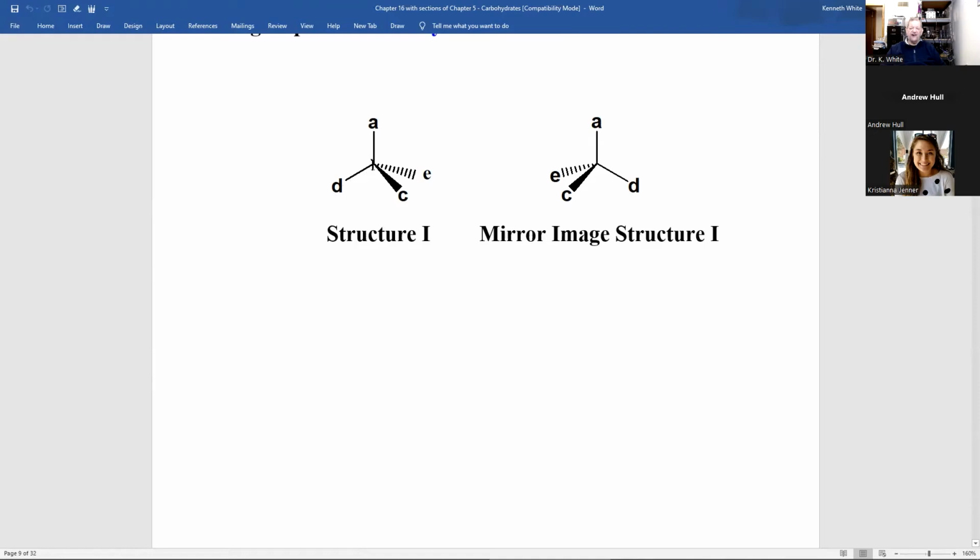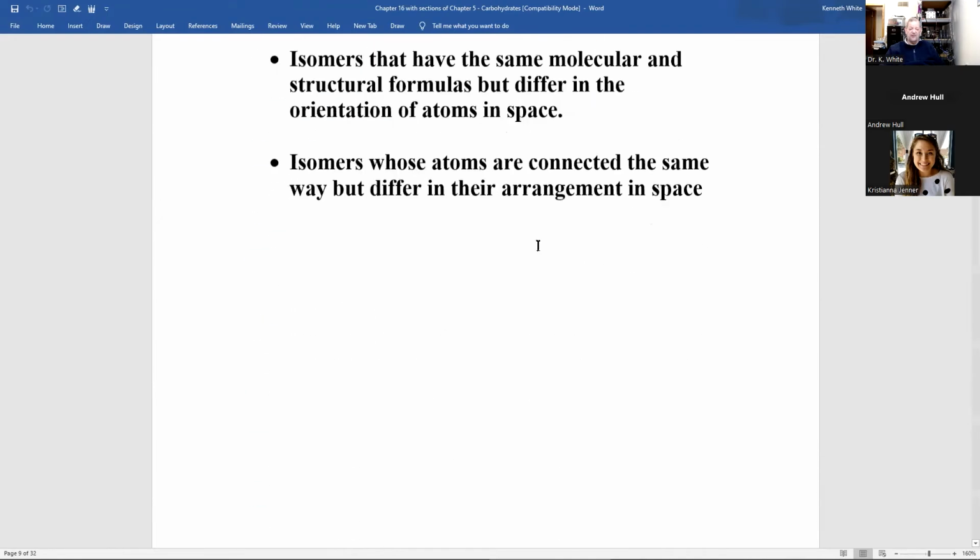Both have a center carbon with A, D, E, and C attached to it. Center carbon, A, D, E, and C. It's just how they're arranged, and I apologize again, I couldn't find it. Monday I'll have it, that they are isomers, stereoisomers.